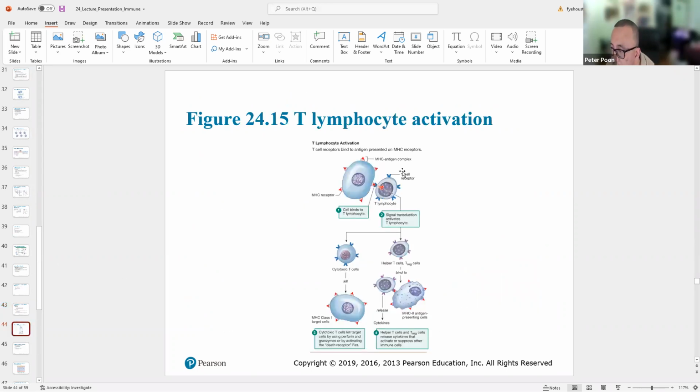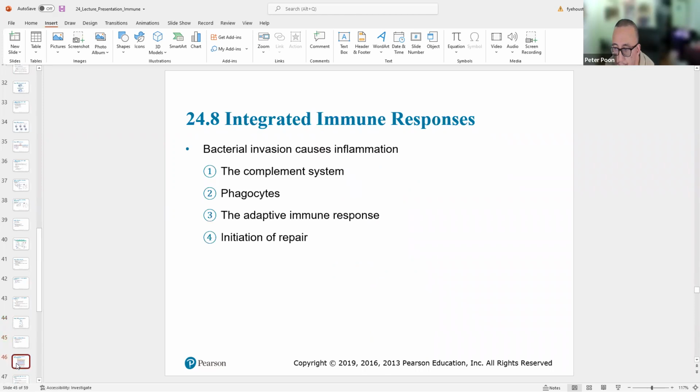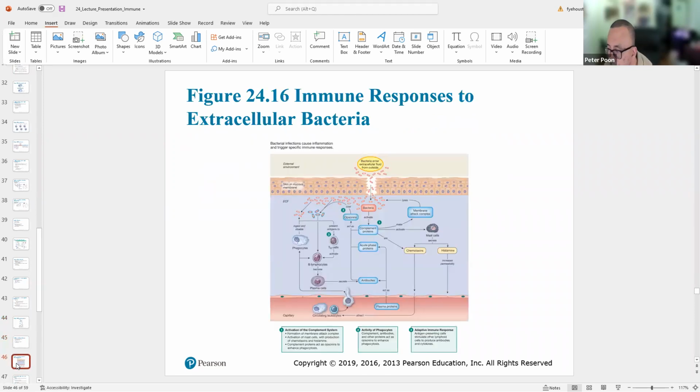Okay, so T lymphocyte activation. Remember this is your antigen MHC class 2. You turn these on, these things turn on, and now they target anything with MHC class 1. If it has MHC class 1, it kills the cell. So try to understand what's happening here. If you understand what's happening here, then you're good to go.